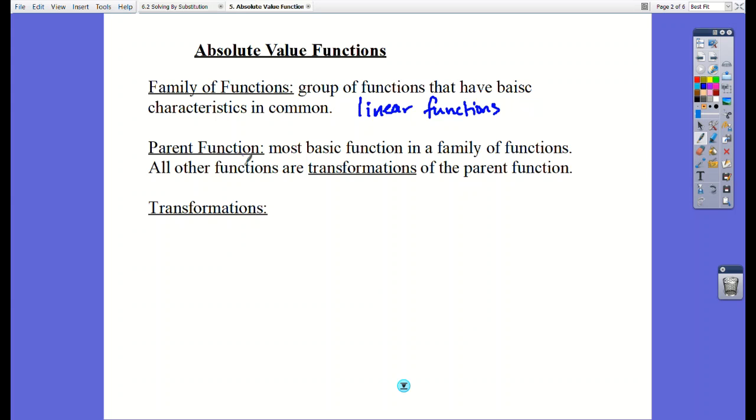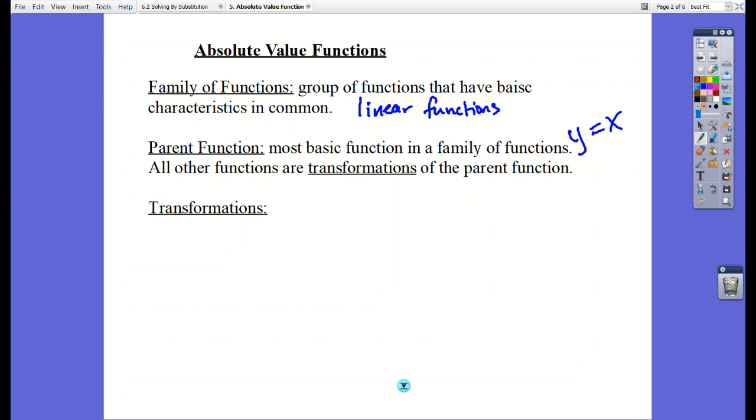So then the next thing is we have a parent function. It's the most basic function in a family of functions. So if we go back to linear, what do you guys think the most basic linear function is? I don't know if we actually ever graphed it, but it doesn't mean you couldn't come up with it. Take a guess. We need a y in there somewhere. There you go. y equals x is the most basic linear function. Slope of 1, y-intercept of 0. That's as basic as it gets. Everything else is what we call a transformation of that.